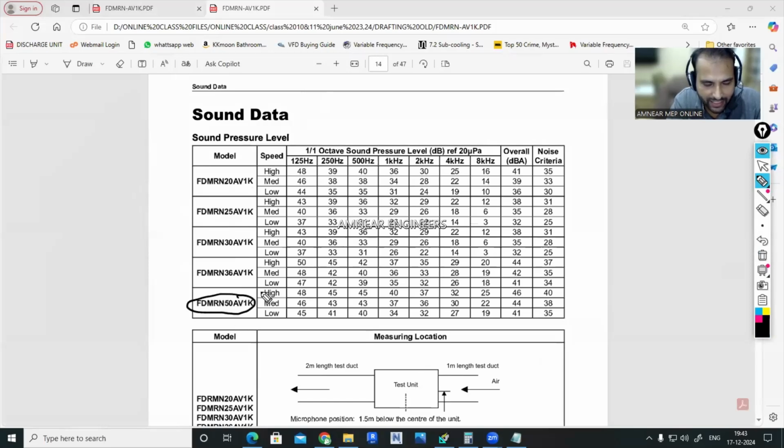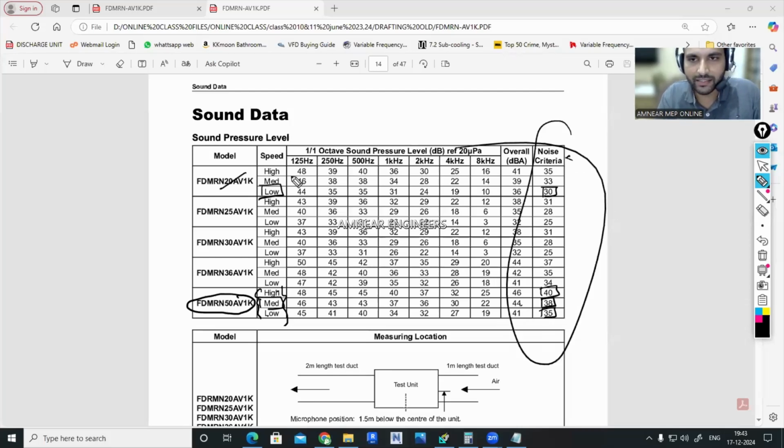In acoustics, we have already discussed how to select the sound attenuator, acoustic lining design and all. When it is working on medium speed, the effective overall dB is 45 and the noise criteria overall will be 38. When it is working on low speed, it can come down to 35. When it is working on high, that will be 40. But if you go to FDMR in 20, working on low speed, the NC limit is 30 only. So as per our limit, we have to make sure that this noise limit is within the range, then we can propose. If it is not satisfying, then we have to go for sound attenuators and propose additional acoustic lining. Accordingly, we have to match it.